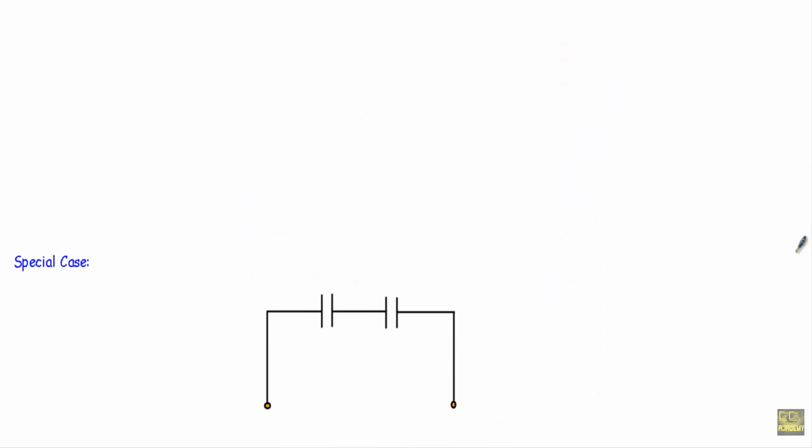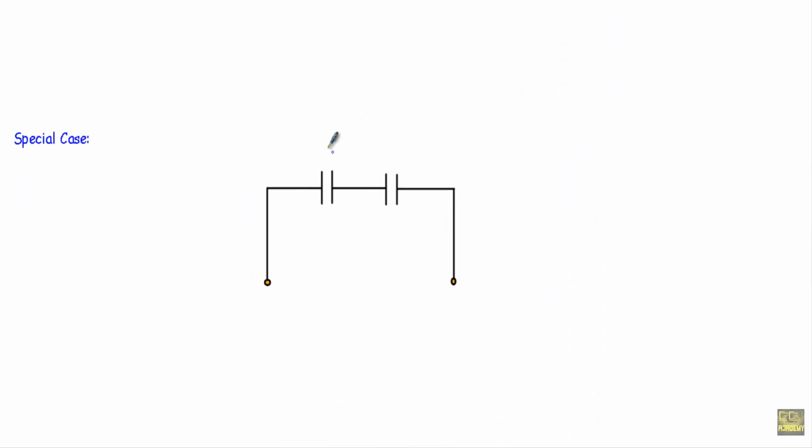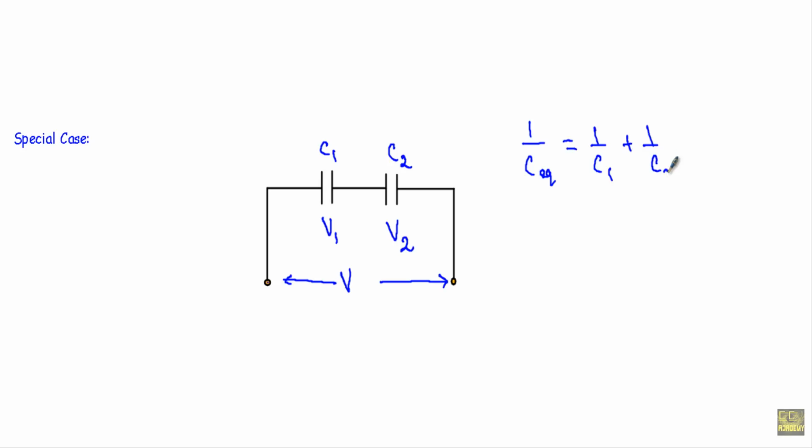Now we can deduce a special case when we have two capacitors C1 and C2 connected in series. Let's say the voltage across C1 is V1, the voltage across C2 is V2. I am applying a voltage V across this terminal to this terminal. Now see, with respect to this terminal to this terminal, our equivalent capacitance will be 1 by C equivalent equal to 1 by C1 plus 1 by C2.